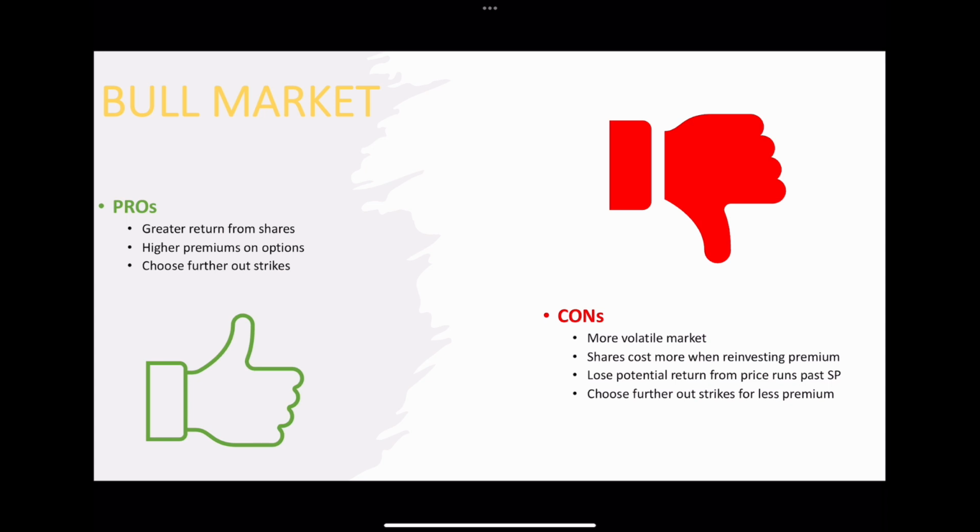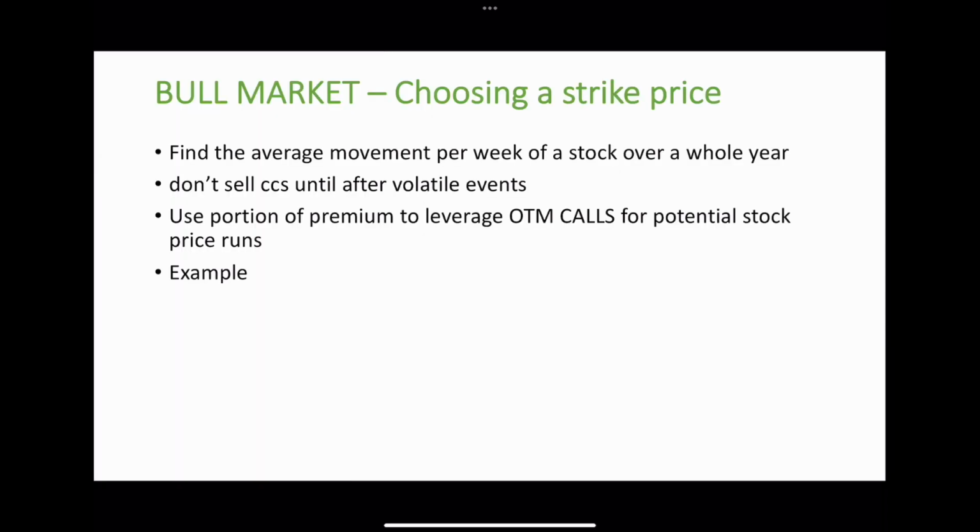Now, I want to show you guys how to choose your strike price in a bull market. This is typically how I do it. I will find the average movement per week of a stock over the whole year. This is typically easy to do by going onto Google, looking at a 5-year chart and charting it out yourself, writing the numbers maybe in Excel or on a piece of paper, and then doing a simple calculation to find the average price.